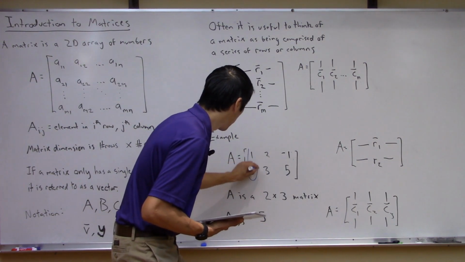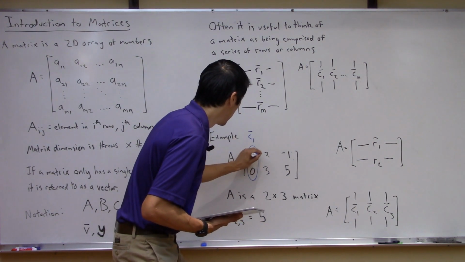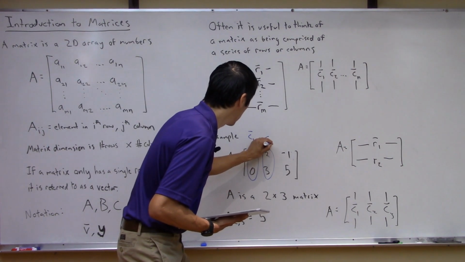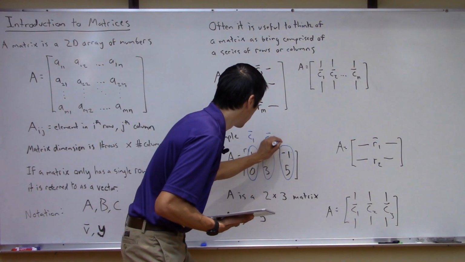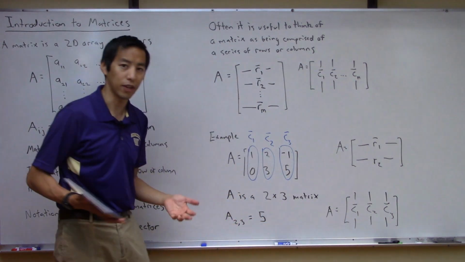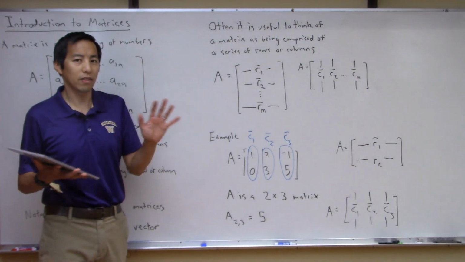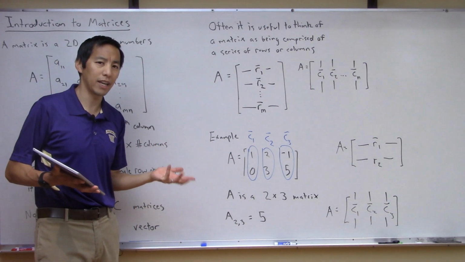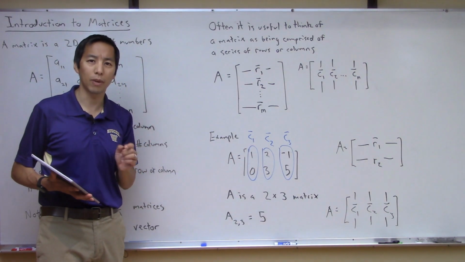So here's the first column, C1. Here's the second column, C2. And here's the third column, C3. So I could horizontally concatenate them one after the other. That's the general idea with matrices. Give me a second to erase the board, and let's talk about some operations we can do on them.